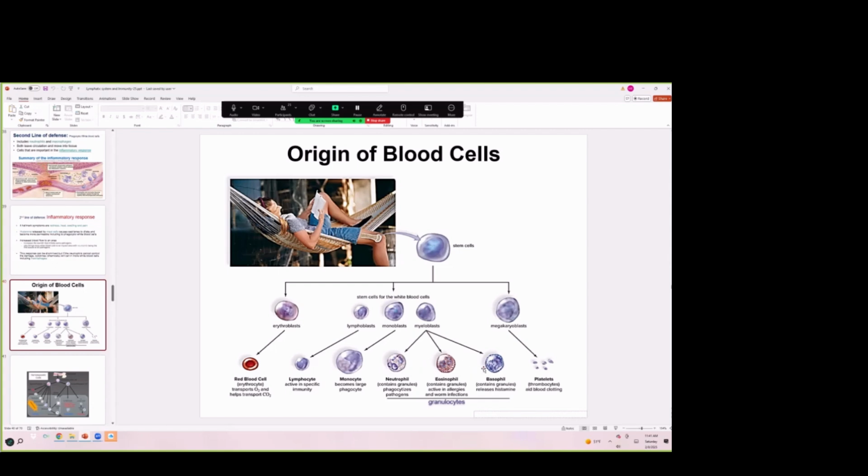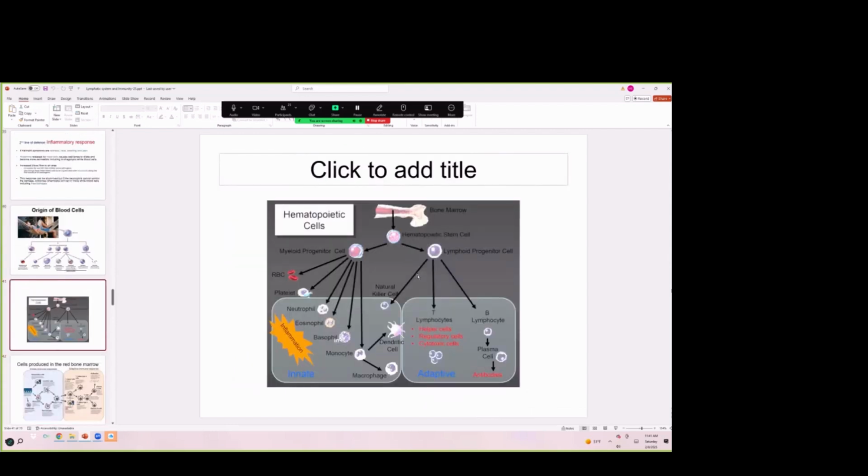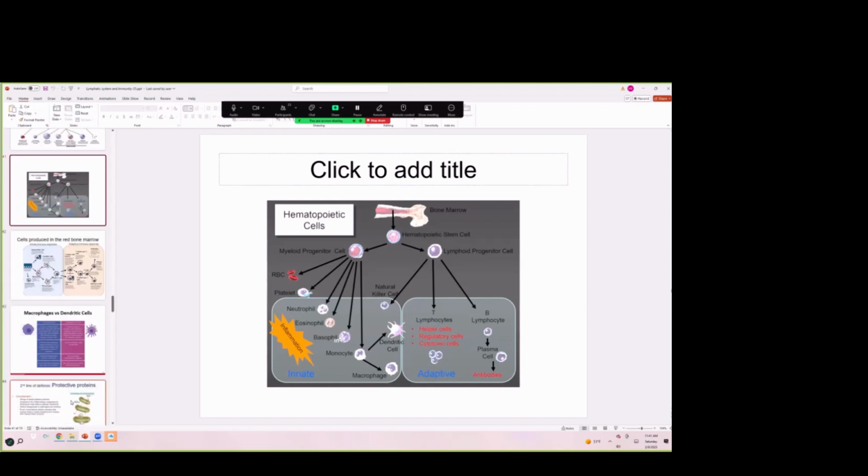I put another picture here to tie back to what I showed you before. You have the bone marrow, the stem cells producing this set of cells. Now you're going to see how these come into play and how these ones come into play. I'm going to skip this one here and go right here.